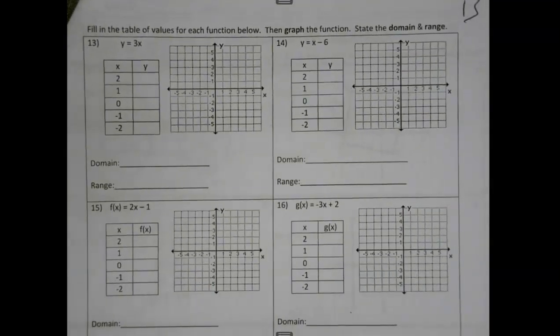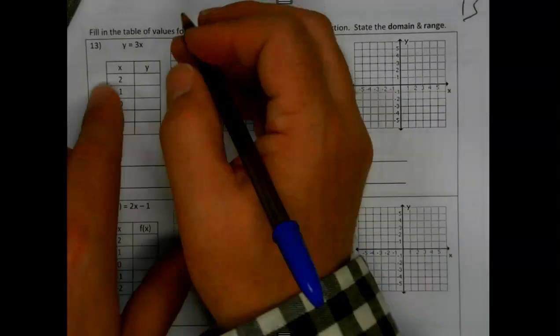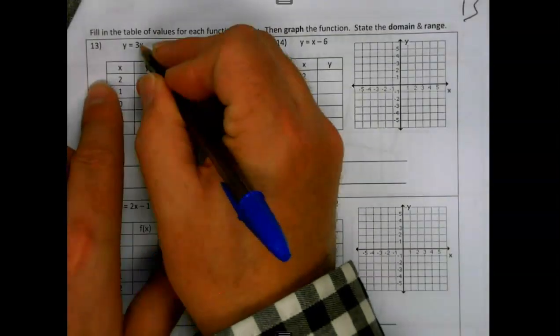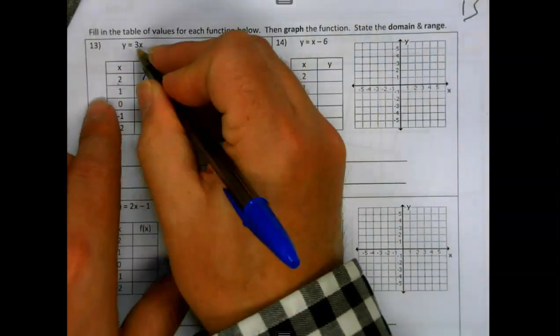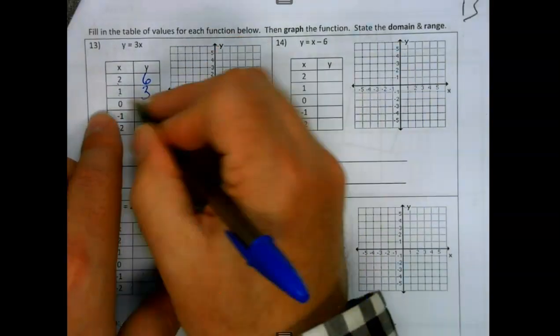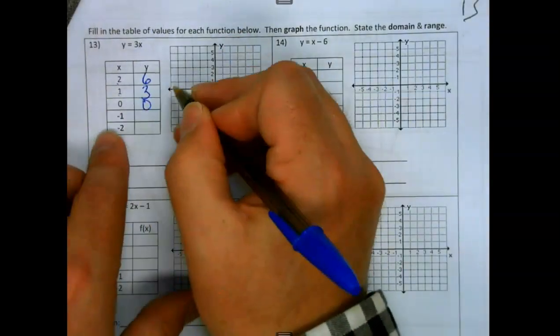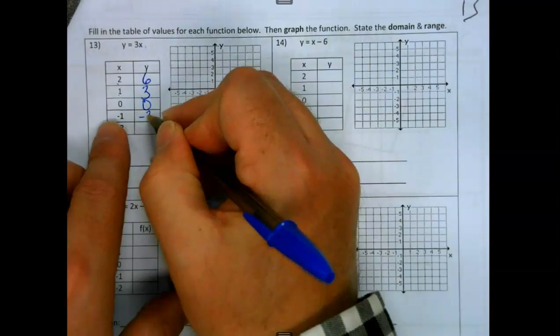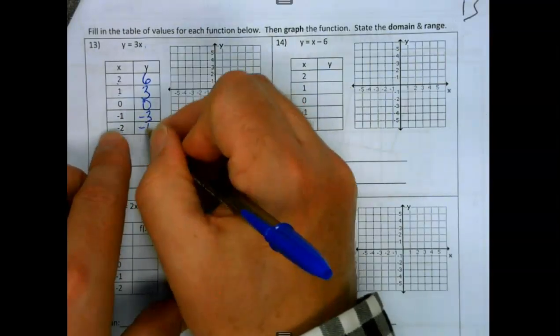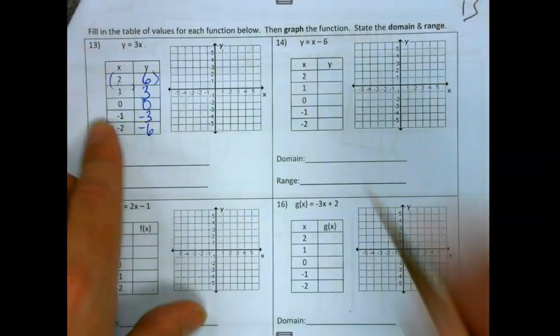Fill in a table of values for each function, graph the function, state the domain and range. If you want to graph the line without doing the table, you could. But otherwise, it's not hard. I mean, we're just going to do 3 times 2, 3 times 1, 3 times 0, 3 times -1, 3 times -2. These are all just coordinate points.